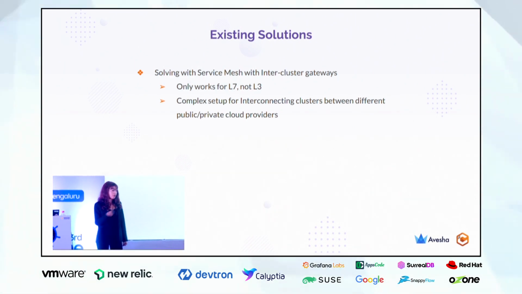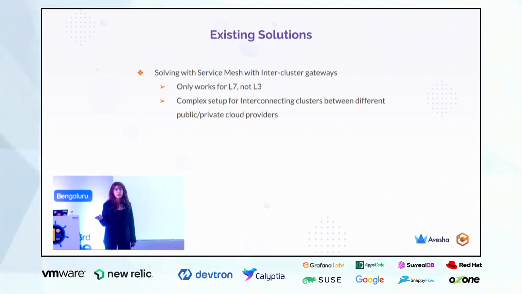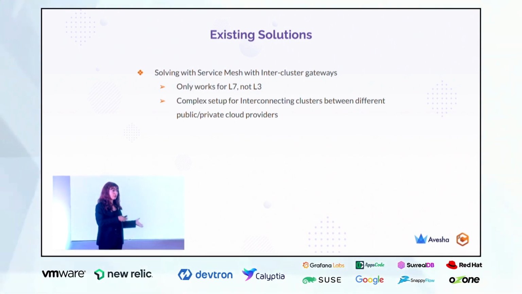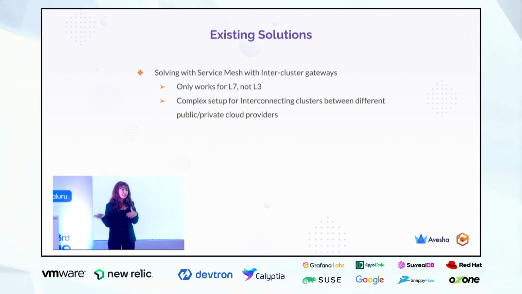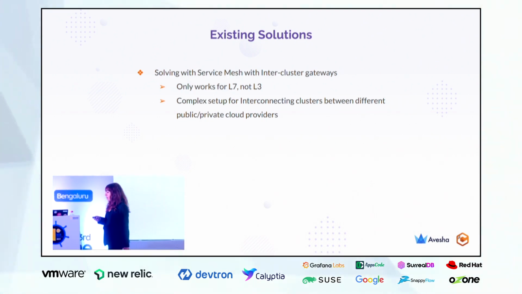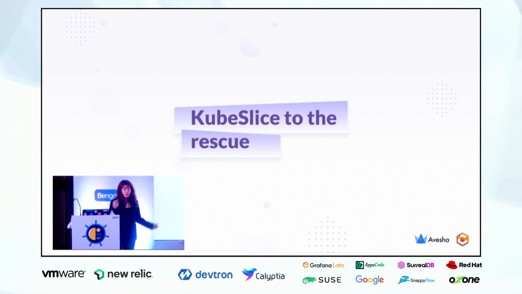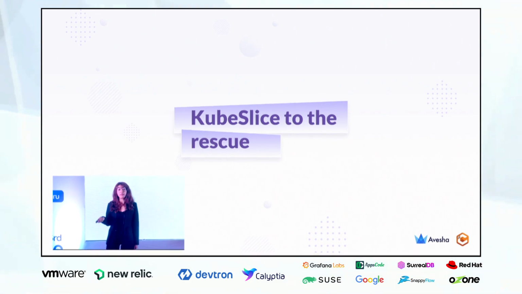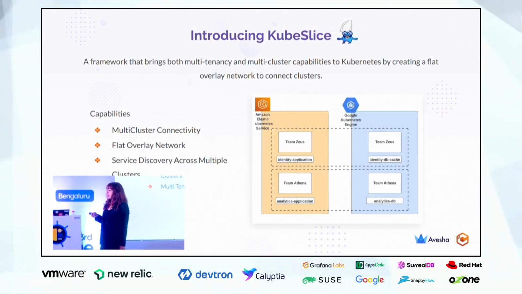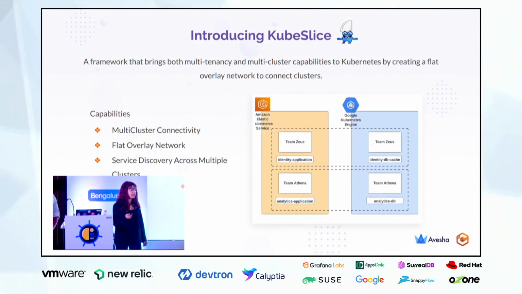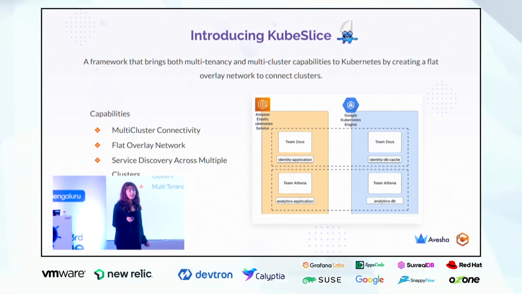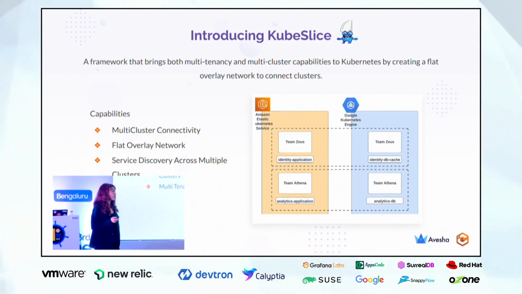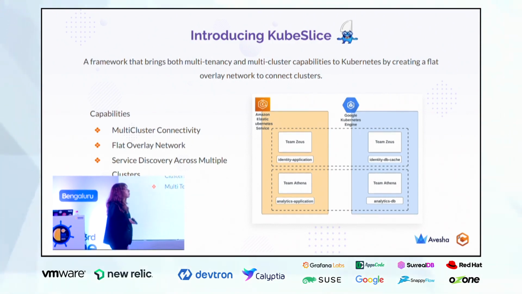First thing is it's really costly because of those proxies running in your application pods. And then there are cluster gateways which are costly, and doing all these complex things is a very tedious task. So thinking of all those problems, we built a product called KubeSlice. It is built by Avesha Systems, and it is a framework that brings both multi-tenancy and multi-cluster capabilities to Kubernetes by creating a flat overlay network to connect clusters. And that flat overlay network is what we call a slice, and it is also analogous to a tenant.